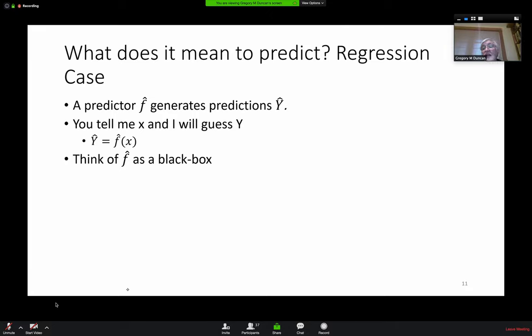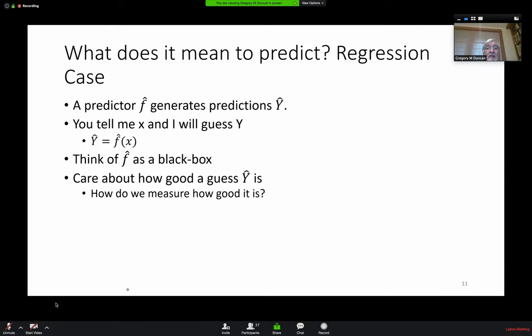We think initially of f hat as a black box. And as we get further on in the course, you're going to see they really are black boxes. What we care about is how good a guess y hat is. That's really all you care about, at least initially. How good a guess y hat is. How do you measure how good an estimate is?